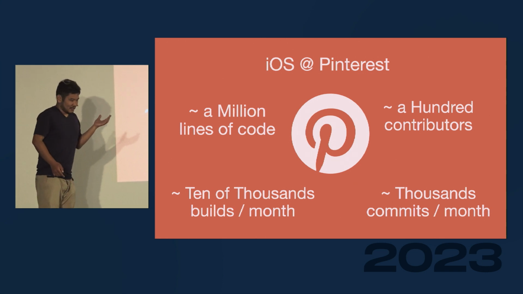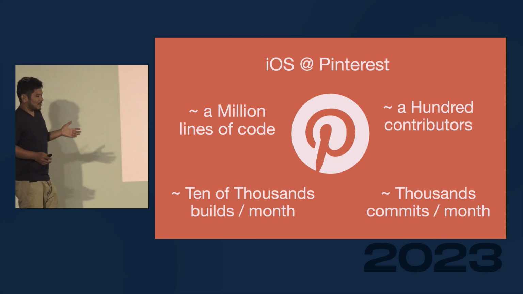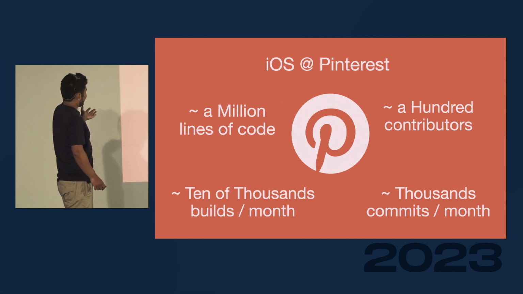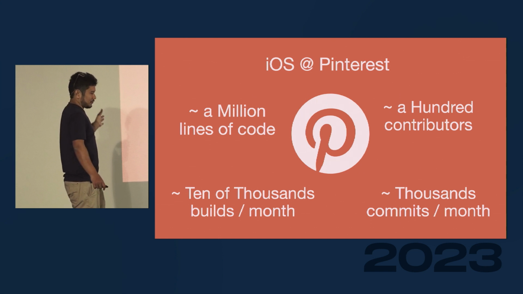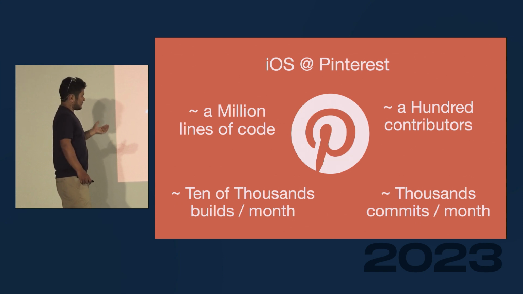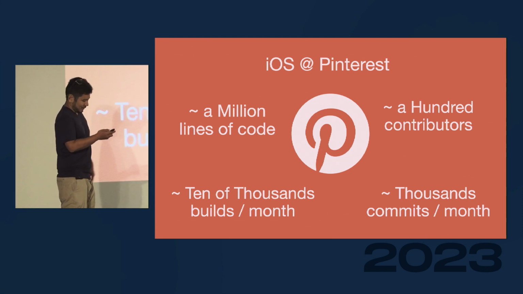Now, I want to also give you a little more context about why at Pinterest we care about builds. This is the scale of Pinterest. We have approximately 1 million lines of code, approximately 100 contributors, depending on how you count them, 10,000 builds per month, and thousands of commits per month.